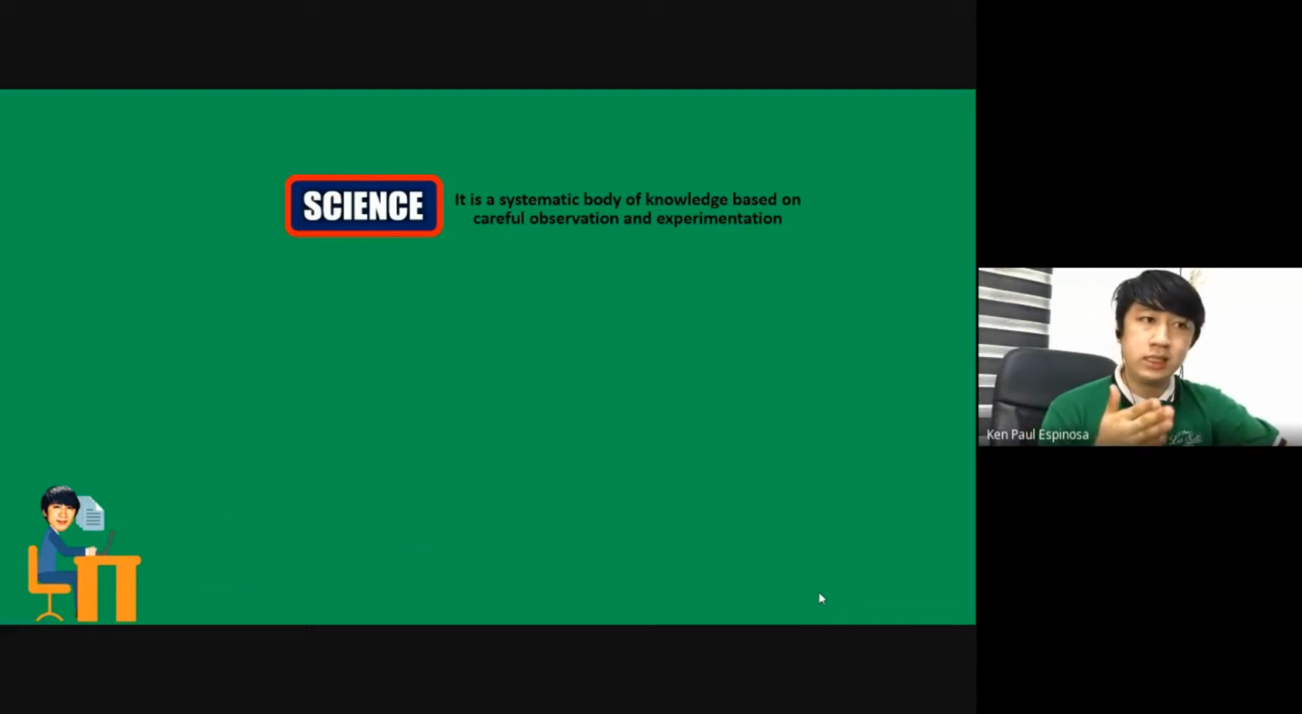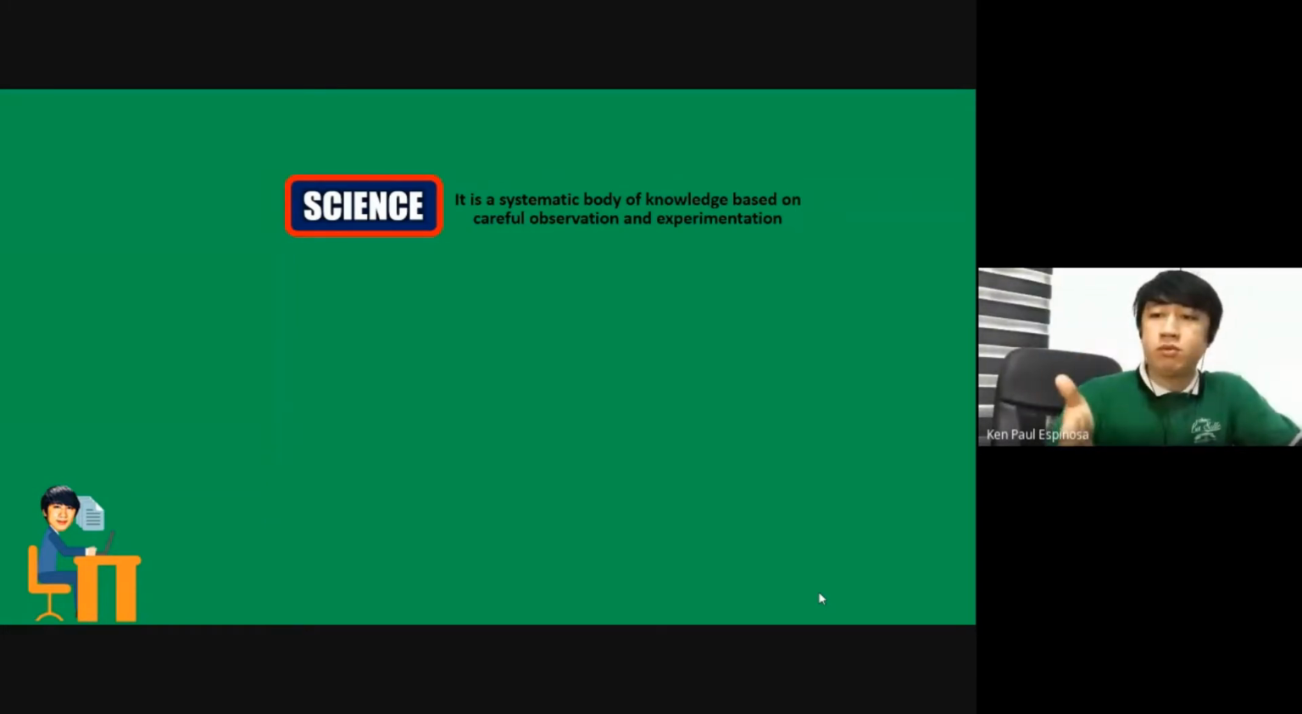When we talk about science, it is a systematic body of knowledge based on careful observation and experimentation. If you cannot understand "systematic," the tendency is that students will just memorize it. So you have to understand each word. Systematic means process. What do you mean by process, sir? A step-by-step procedure. Step 1, step 2, step 3, step 4. You cannot proceed to step 4 without undergoing steps 1, 2, and 3 first. And that is a process.